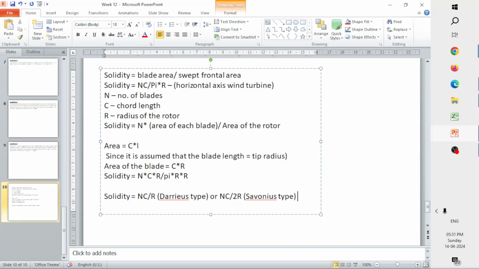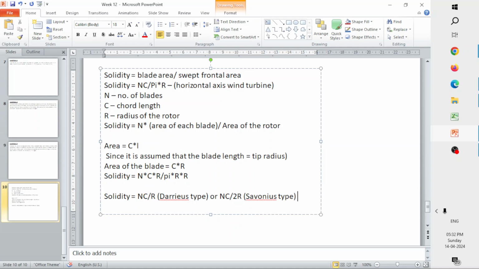So when you have a multi-bladed horizontal axis wind turbine, the value of N will be more, because N here represents the number of blades, right? So for a multi-bladed system, the N value will be more, which means it will have a high solidity. So what does it actually mean? As the number of blades increases, the area of the blade that interacts with your wind will increase. So this will help in starting your rotor very easily.